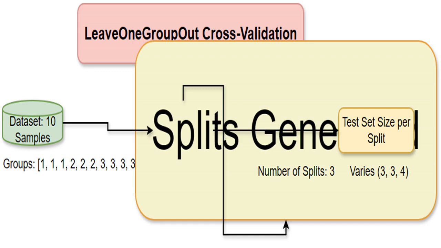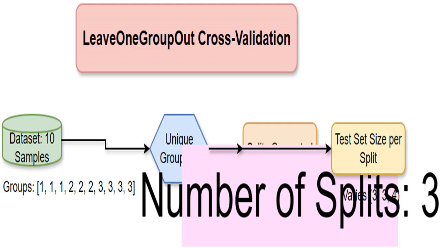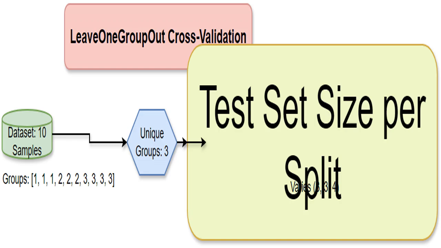Each split is one round of training and testing. I have 3 unique groups, so I will have 3 splits. It's exactly the same number as the number of unique groups. In each split, my test set will be the entire group that's left out. So the size changes: 3 for group 1 and 2, and 4 for group 3.